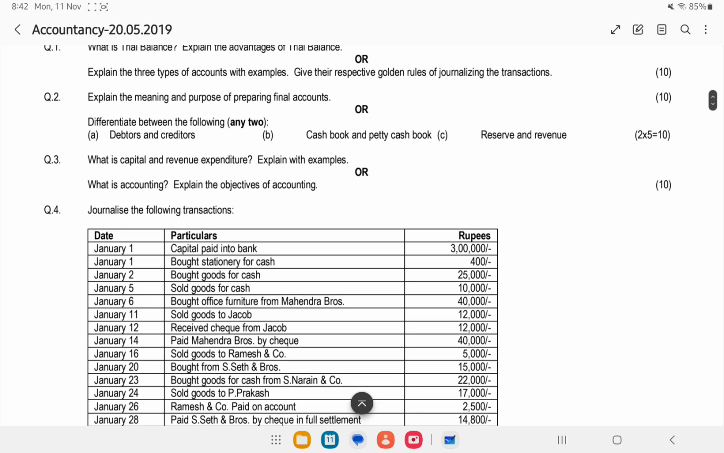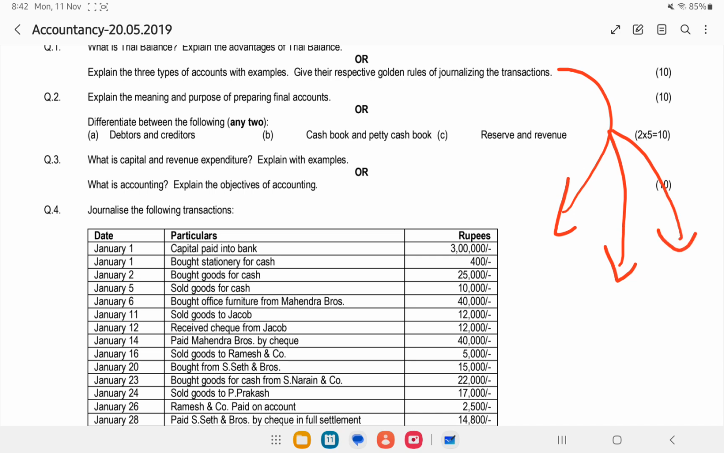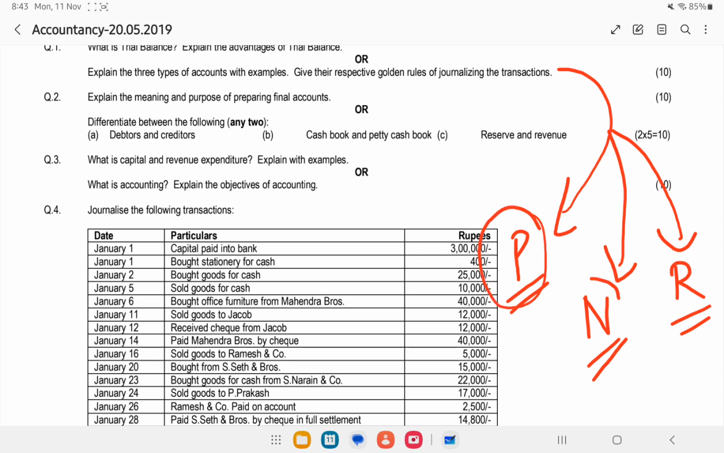Then: explain 3 types of accounts with examples. Give respective golden rules of journalizing these transactions. For each type of account, you may not remember, I think, because we haven't focused much on the theory part. There are 3 types of accounts. Which are they? We have personal accounts relating to human beings. We have nominal accounts which are related to income and expenses. And finally we have real accounts which are related to assets and liabilities. So here there is a rule how to do, here there is a rule how to do, here there is another rule how to do.